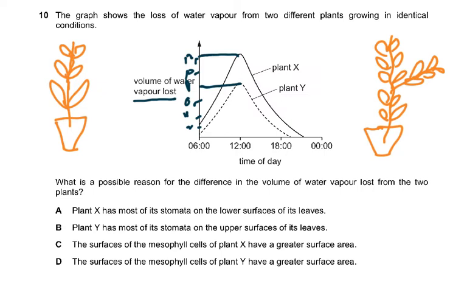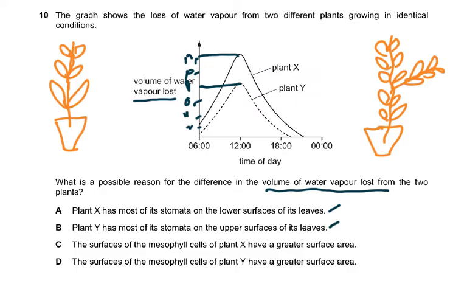The graph shows the loss of water vapor from two different plants growing in identical conditions. What is the possible reason for the difference in the volume of water lost from the two plants? Plant X we know is losing more water and plant Y is losing less water. This we get from the graph. But it says, what is the possible reason? Plant X has most of the stomata on the lower surface of the leaves. Plant Y has most of the stomata on the upper surface of the leaves. That doesn't matter, because both plants have 10 leaves. Whether they are present on the upper or the lower surface doesn't actually matter.